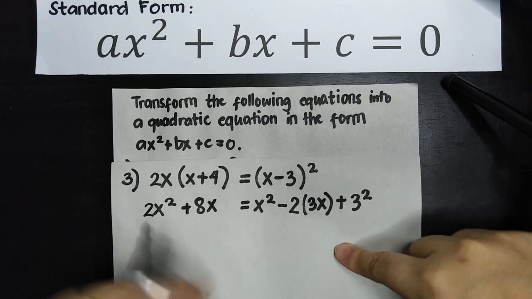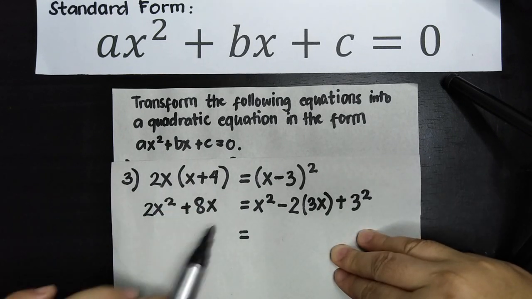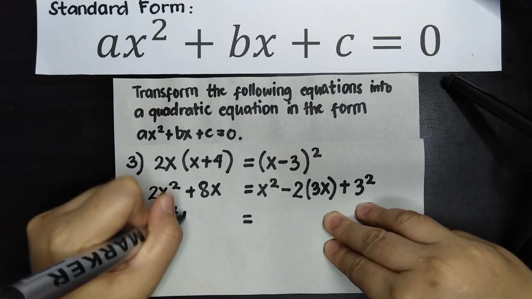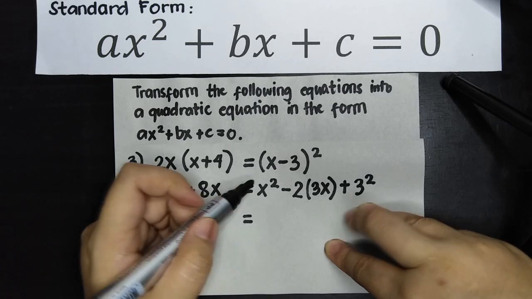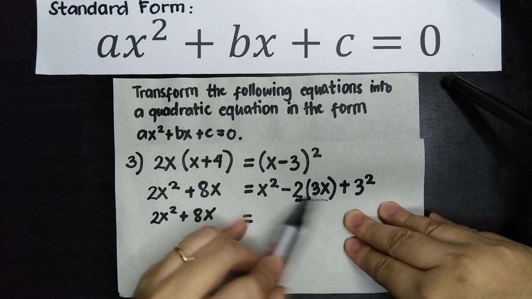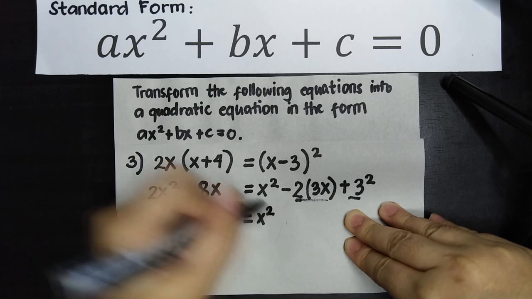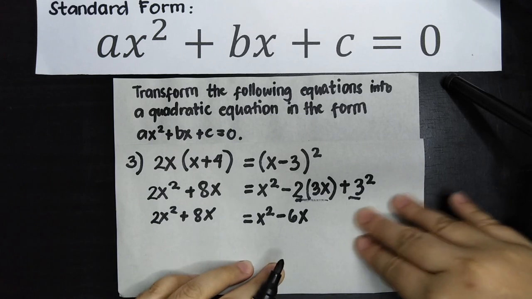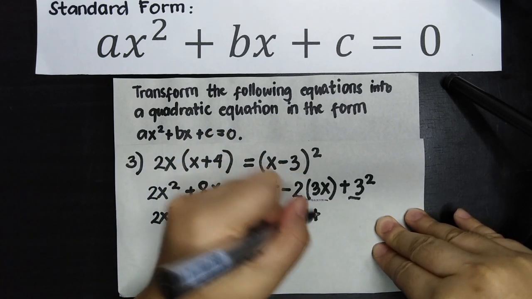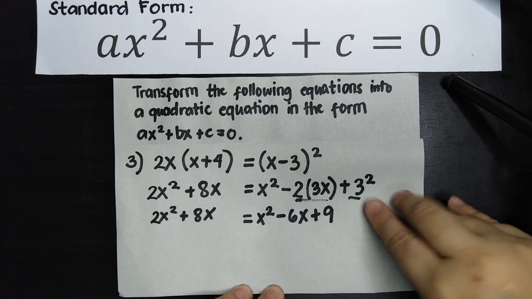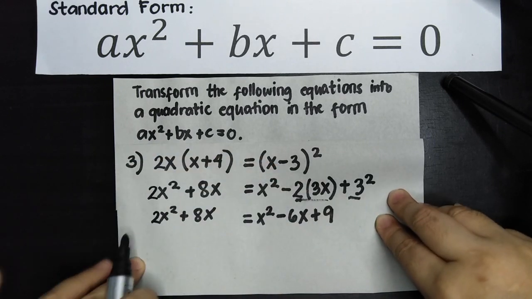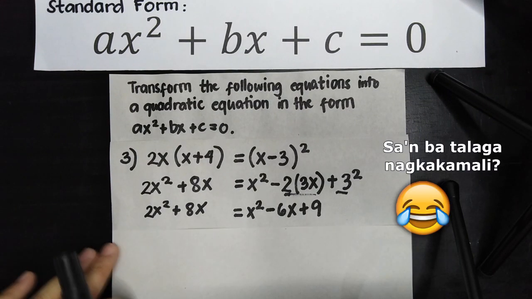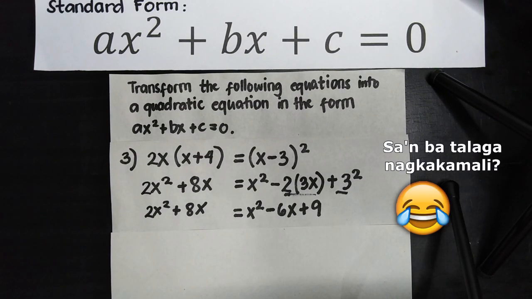Okay. So, let's simplify. Here, we can't do anything yet because there are no like terms. So, we just copy 2x squared plus 8x. Here, we can simplify this and this. So, just copy x squared. And 2 times 3x, that would be 6x. And then this becomes positive 9. Okay, because 3 squared is 3 times 3. It is not 6, okay? Sometimes students make mistakes, class, most of my students.